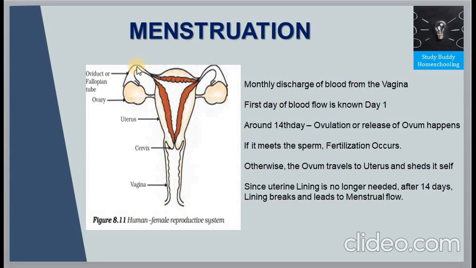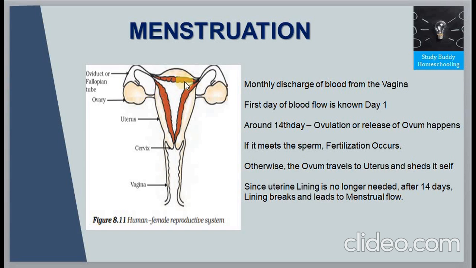It comes and waits here at the fallopian tube. It will wait for a day or two. During that time, if by chance the sperm comes in, fertilization happens and embedding happens. If it doesn't come, on the 14th day, 15th day it will wait, and on the 16th day it will start traveling here and disintegrate itself. After 14 days from the day of ovulation, the uterine lining starts disintegrating and flows out as the menstrual flow.